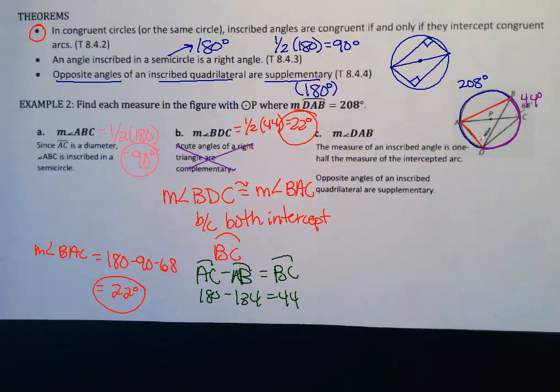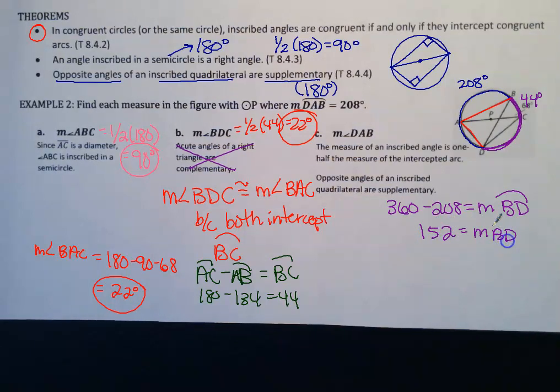But that's the thing, we need to know this measure right here. Why do you need to know that? Because the inscribed angle is half of the arc it intercepts. What would you do, 360 minus 208? Yes. So 360 minus 208 is going to give me the measure of arc BD, right? That's the arc we want because that's what it intercepts. So what is 360 minus 208? 152. Okay, so 152 equals the measure of arc BD.